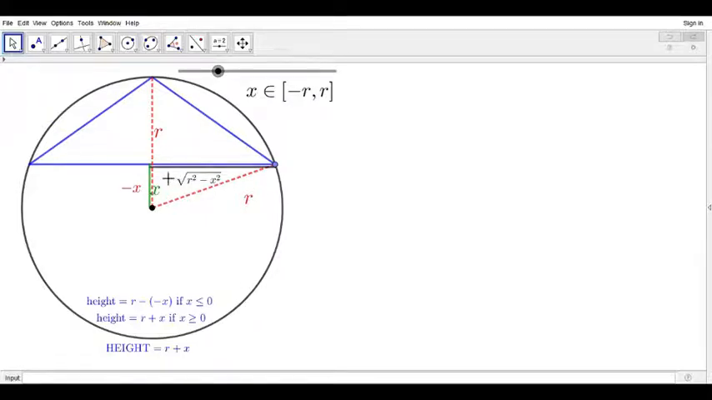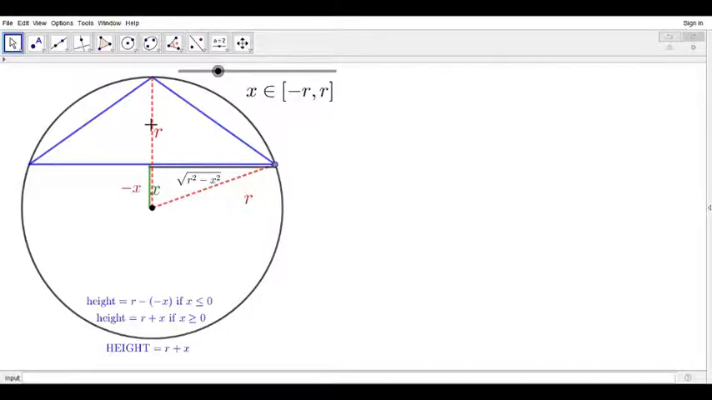As for the black segment, its length fortunately wouldn't really change, because according to the Pythagorean theorem, it's still the square root of the hypotenuse r squared minus the square of the length, which is now negative x. But whether you square x or negative x, it's going to be the same thing. So fortunately, you don't have to deal with a second formula. This black segment will still have length the square root of r squared minus x squared.